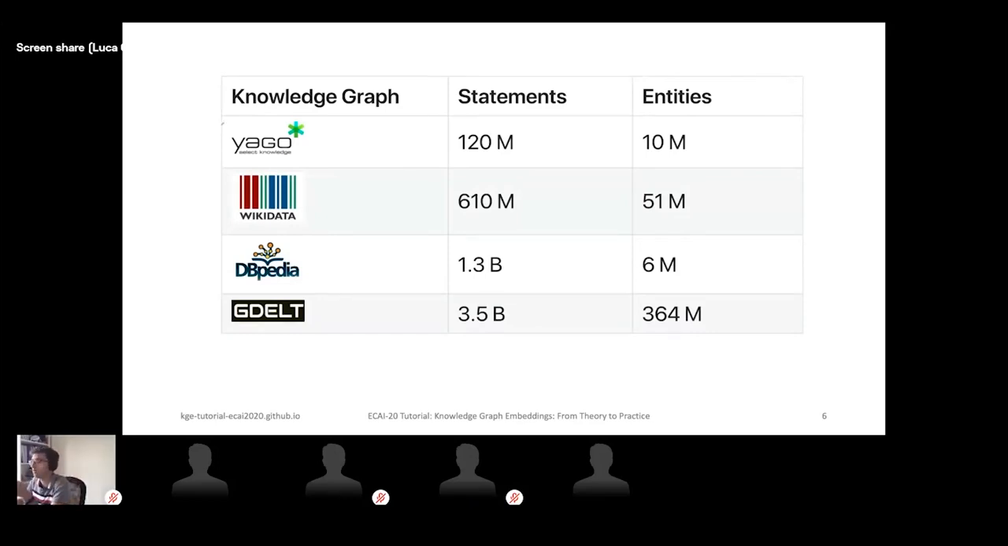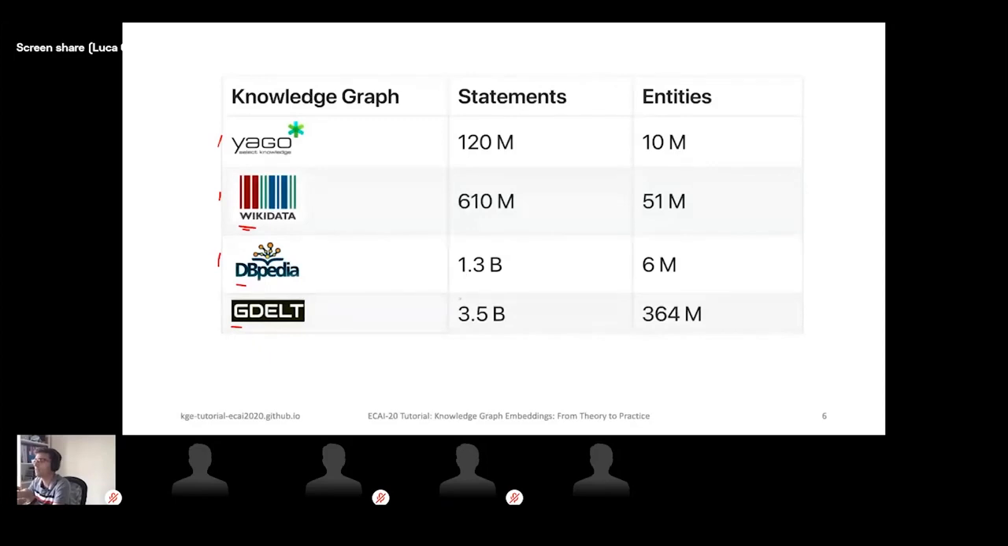They can be domain-specific or general purpose, like the ones I show in this slide, something like YAGO, Wikidata, or DBpedia. These are knowledge graphs which are automatically generated in some cases from text, from mining web pages like GDELT, or they are the result of crowdsourced operations like Wikidata, or a mixture of the two. Like DBpedia, a machine readable version of Wikipedia, but it's also the result of automatic construction procedures, right?